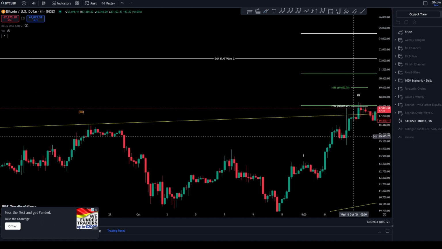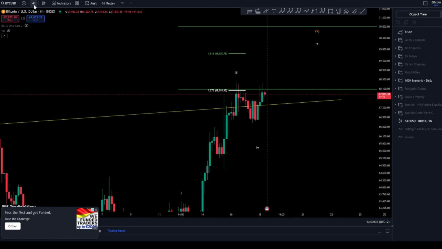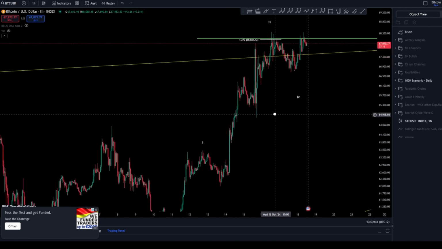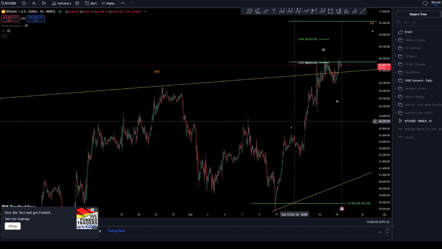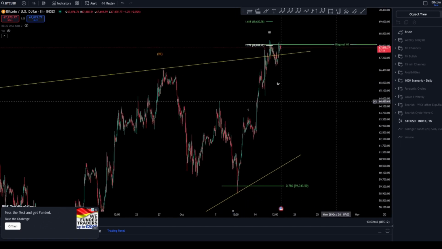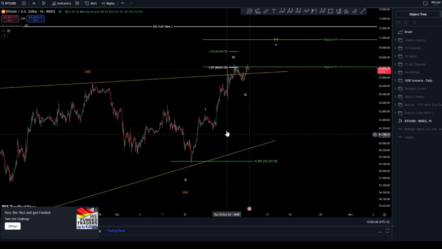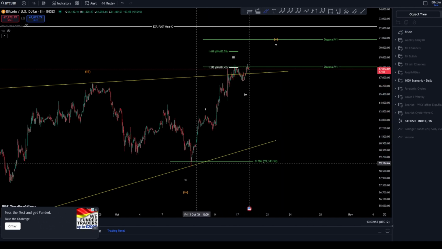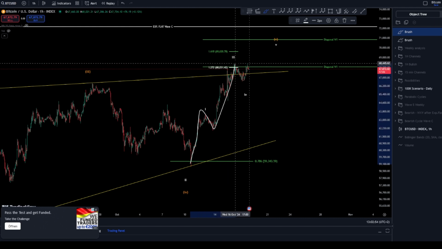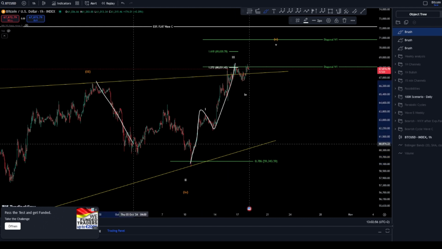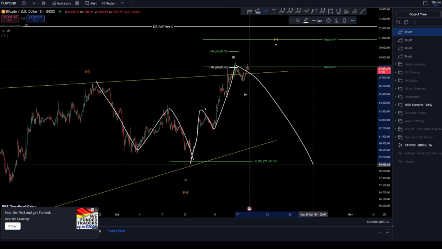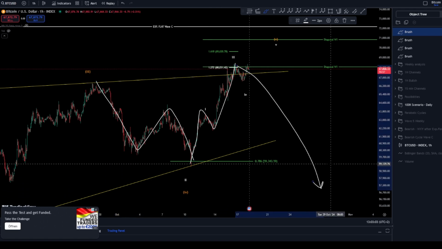And why I'm saying here it might be a B, because if that is a truncation, guys, it might transform this impulse, which is supposed to be an impulse, into A, B, and a C. And by all means, you have A, B, and a C, therefore an expanding flat, and yeah, towards the downside, guys.